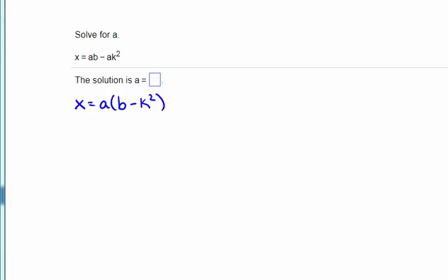Okay, so once that A has been pulled to the front, then we need to get rid of the part in parentheses so that the A will be by itself. And we can do that by using division. So I'm going to divide both sides by B minus K squared, and that should do it for me. So now I have X over B minus K squared is equivalent to A.